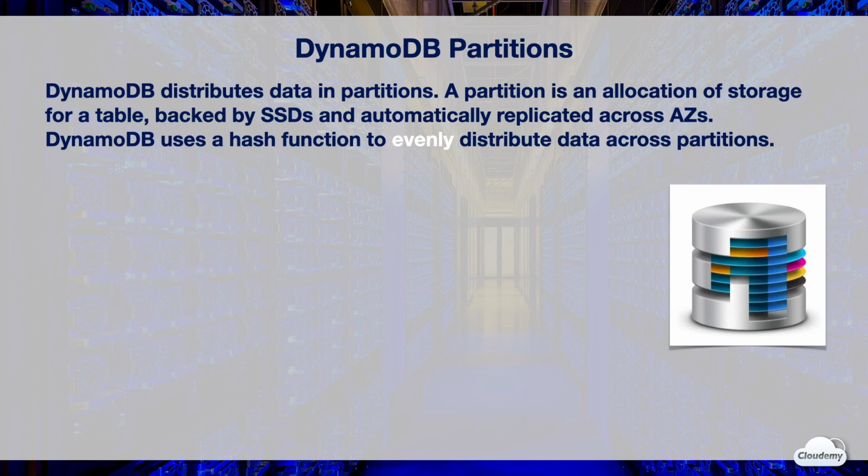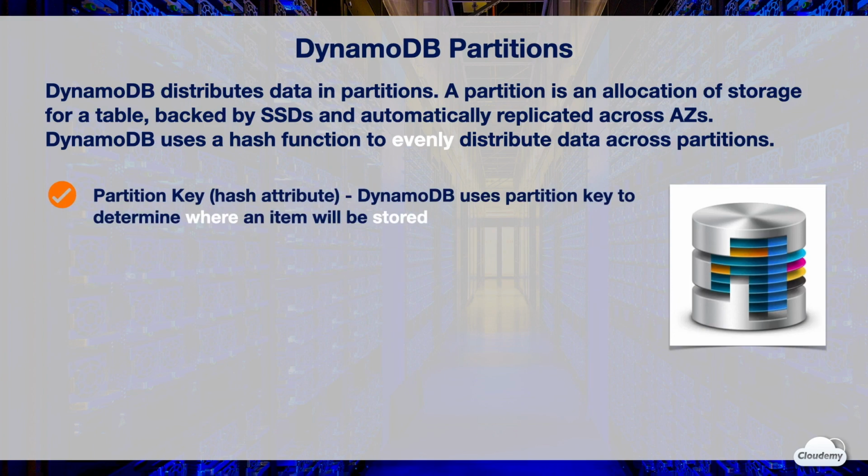DynamoDB distributes data in partitions. A partition is an allocation of storage for a table, backed by SSDs and automatically replicated across multiple availability zones. A table can have multiple partitions. DynamoDB uses an internal hash function to evenly distribute data across multiple partitions. When you create a table or an index, you need to specify the partition key, and optionally specify a sort key, to compose a primary key.